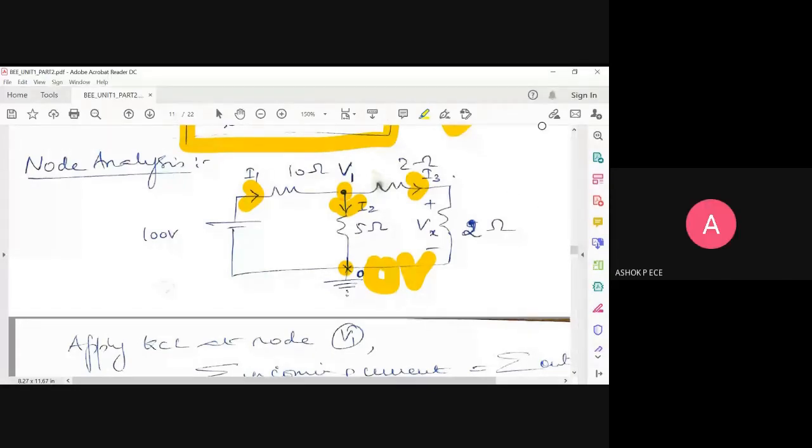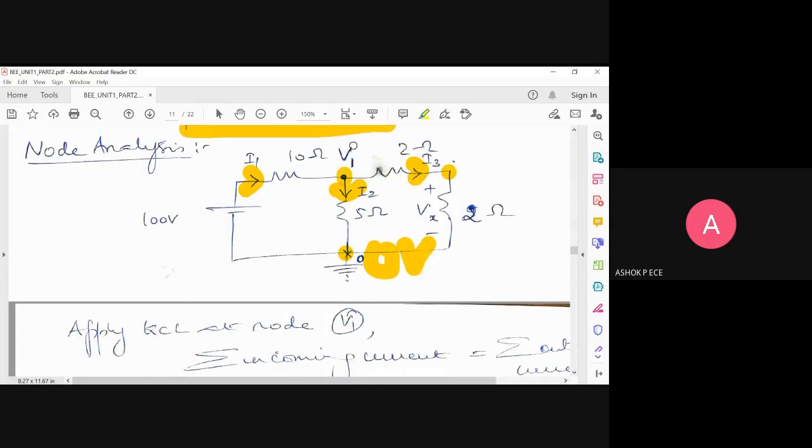Yes, sir. Always try to ensure that you have minimum number of nodes. See, you can also assume this one to be a node, but there is no use because only two branches are meeting. Two branches meeting means there is no need to assume a node. Greater than 2 is the condition, so minimum start from 3. I pointed only two nodes here, V1 and 0, and 0 is obvious for all the problems. Specifically, I have only one node V1 here.